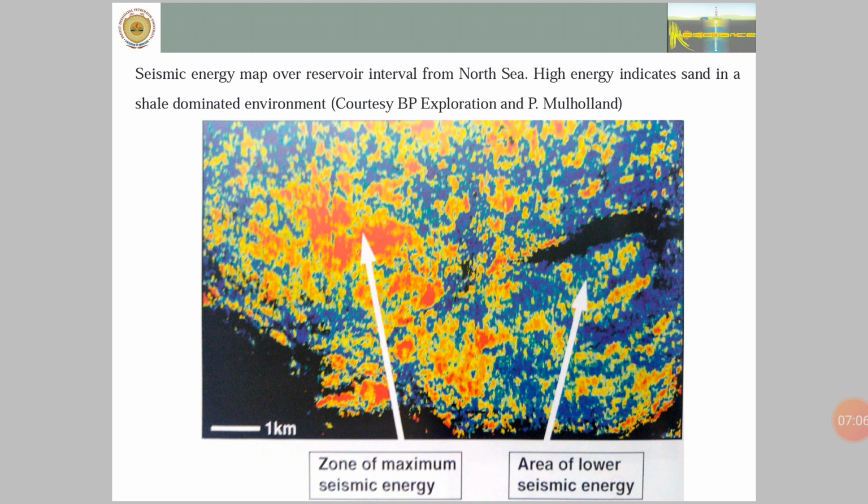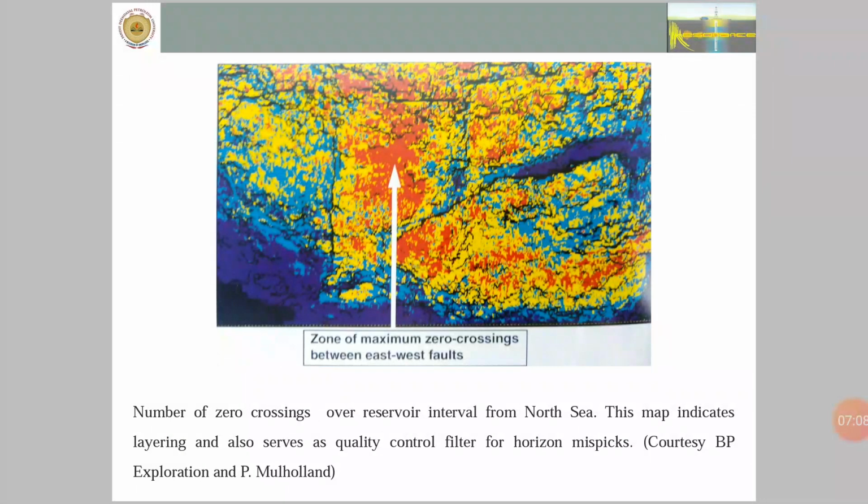We go into the next slide where we are trying to understand the number of zero crossings over the reservoir interval from the North Sea. The interval has been shown in the vertical section between the two green arrows. The fault can be seen once again, which is a dark blue patch, and the zone of maximum zero crossing between the east and west fault is also seen, which is marked by a white arrow.